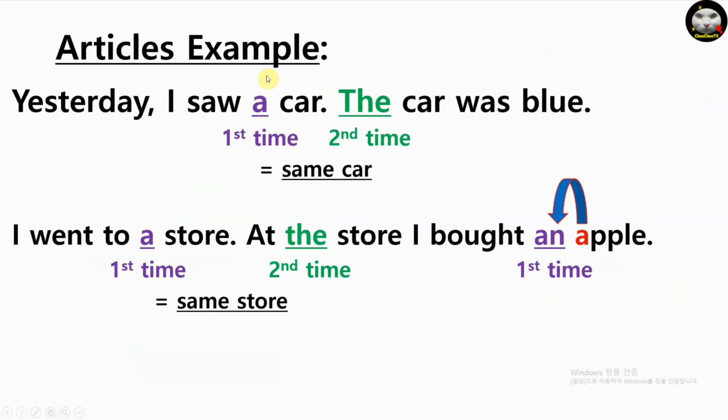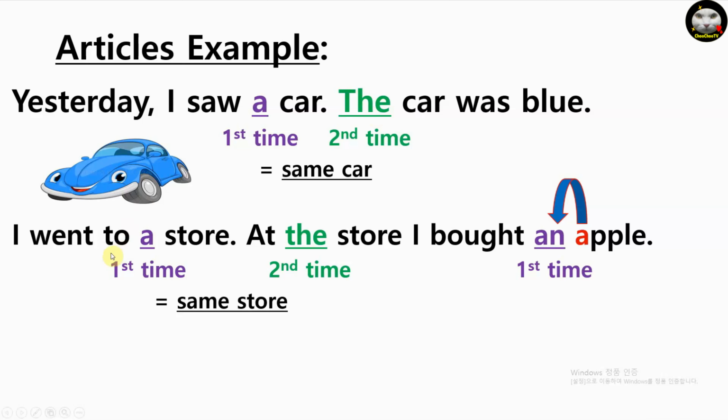Articles example. Yesterday, I saw a car. This is the first time to use the noun car, so we apply article a. The next sentence, the car was blue. This is the second time to see the noun car. What the grammar is telling us is that this is the same car, not a different car.